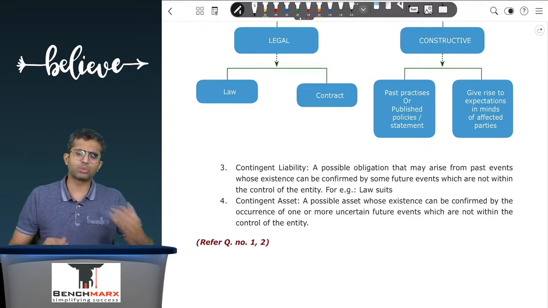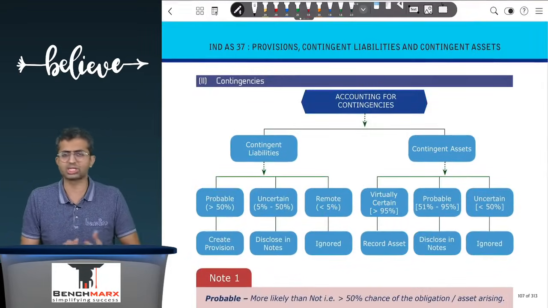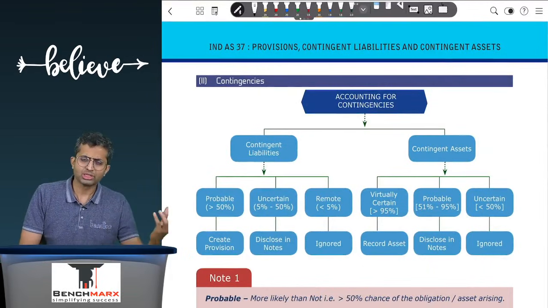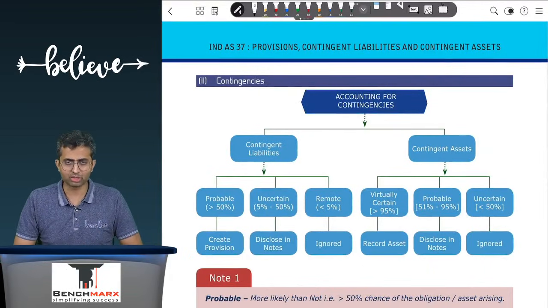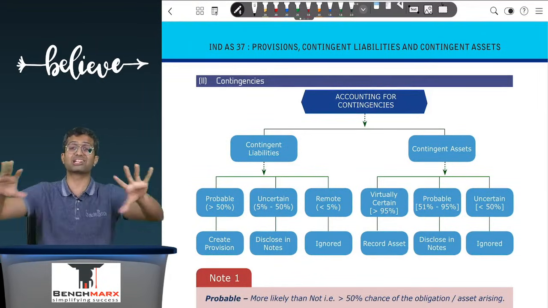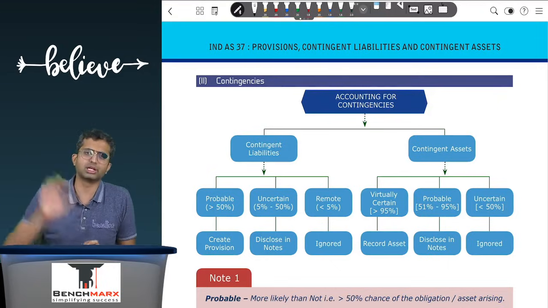Now the most important part of this standard is to understand what is going to be the accounting for contingent liabilities as well as contingent assets. So when we look for contingent liabilities, there are two ways in which you can account for them. There are two ways for accounting for contingencies. First is accounting for contingent liabilities and then contingent assets.